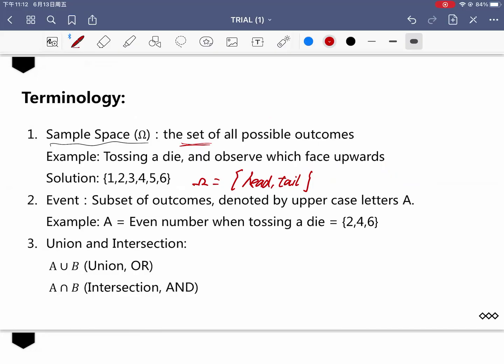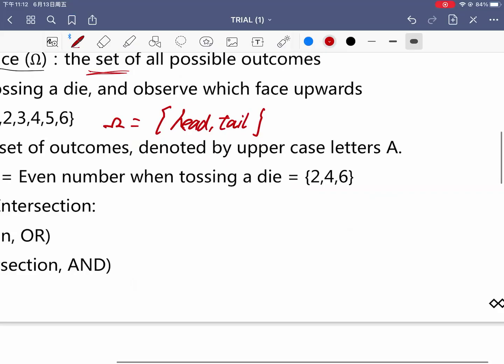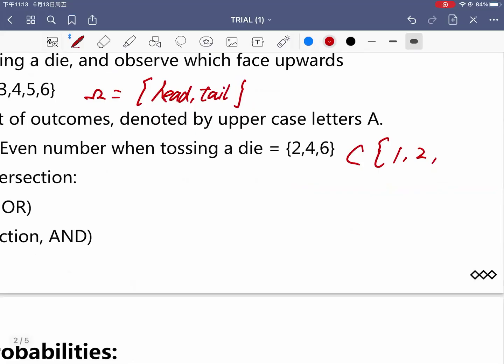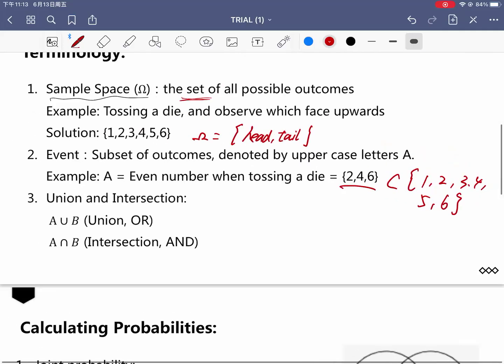For example, when we are tossing a die, we might be interested in outcomes that are an even number, right? And those numbers will definitely include 2, 4, 6, right? And we know that the set of 2, 4, 6 is actually a subset of the sample space, which is the set that contains all the numbers from 1 to 6. Knowing that this is a subset, we can define this as an event, which is the event that we toss an even number in one toss, right?